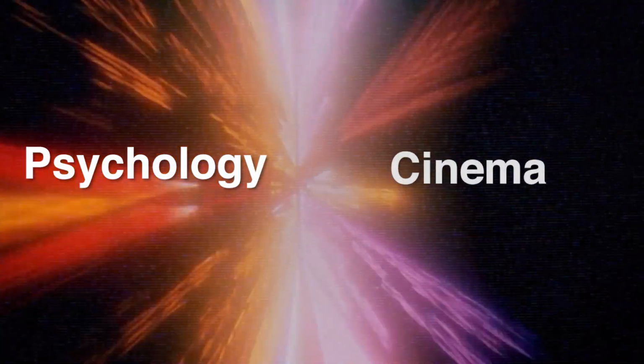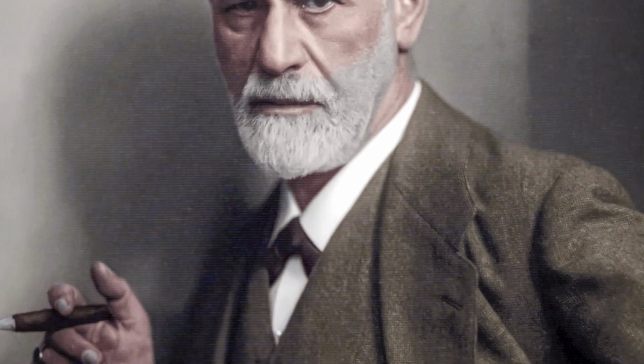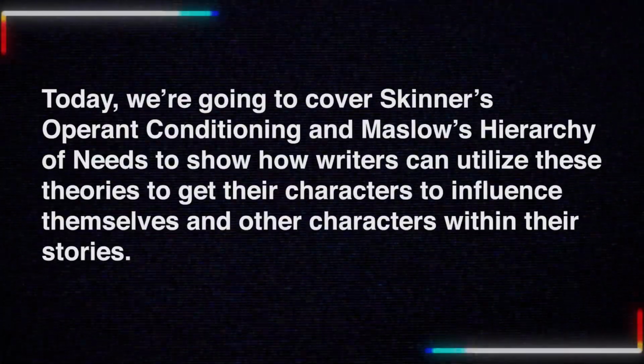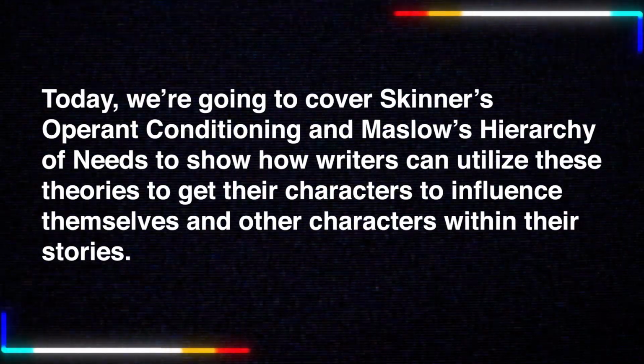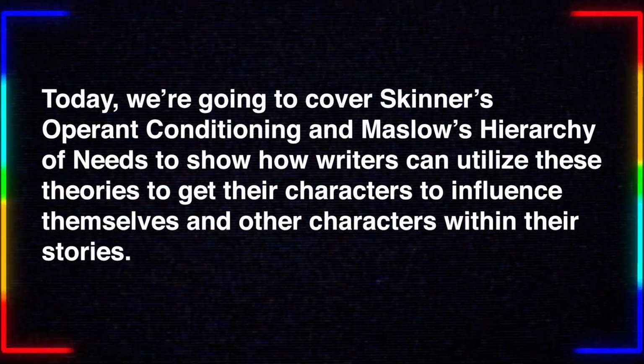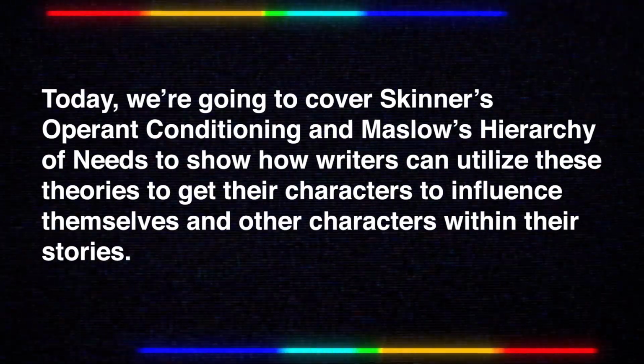This is part 2 of From Freud to Film, where we explore the intersection between psychology and cinema to show writers how these ideas can be seamlessly woven into stories to make them stand out. Last time, we covered Sigmund Freud's psychoanalytic theory of mind and compared it to Carl Jung's collective unconscious and human archetypes. Today, we're going to cover Skinner's operant conditioning and Maslow's hierarchy of needs to show how writers can utilize these theories to get their characters to influence themselves and other characters within their stories.